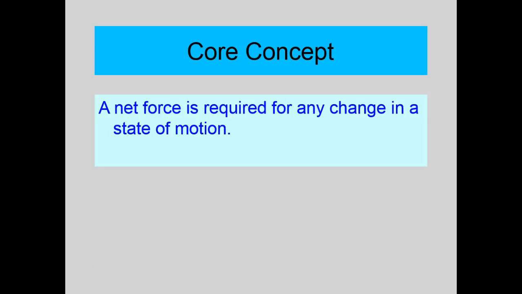The core concept here, and if you have your book and are watching it, it's on page 25. Pretty short statement: a net force is required for any change in the state of motion. Now, there are several things we're going to have to define before we understand the full ramifications of this. Number one, what in the world is a force? And what do we mean by net force?